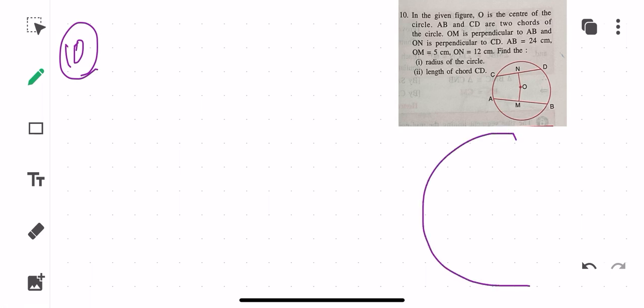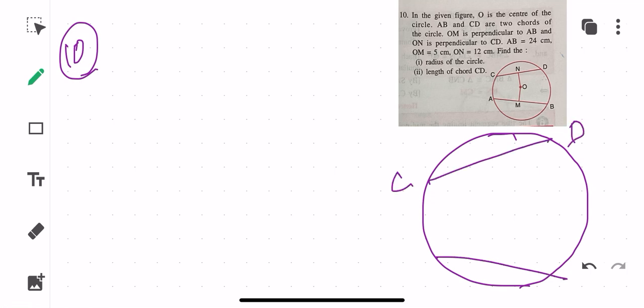Okay, so this is the figure. I'll also draw this and this. So this is C, D, A, B. Okay, so this is the thing, perpendicular like this. Okay, so here in the given figure, O is the center of the circle, AB and CD are two chords of the circle, OM is perpendicular to AB and ON is perpendicular to CD. Okay, so this has been given as perpendicular, and this is also given as perpendicular.